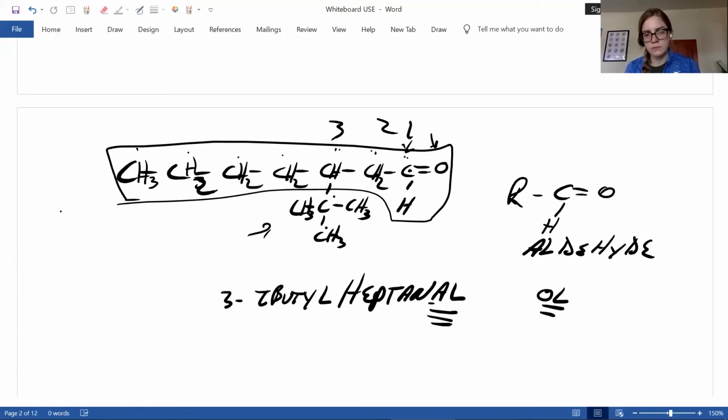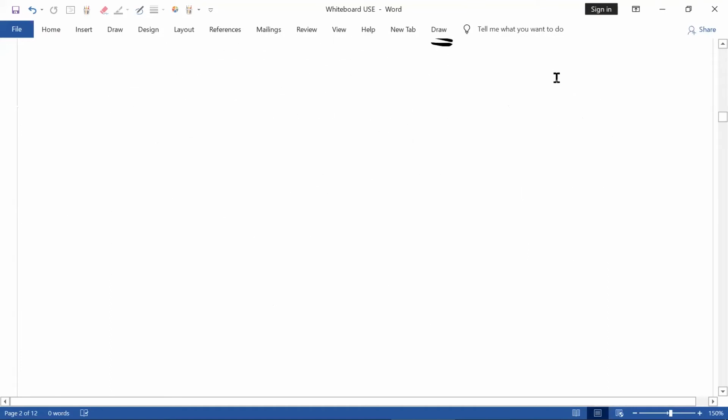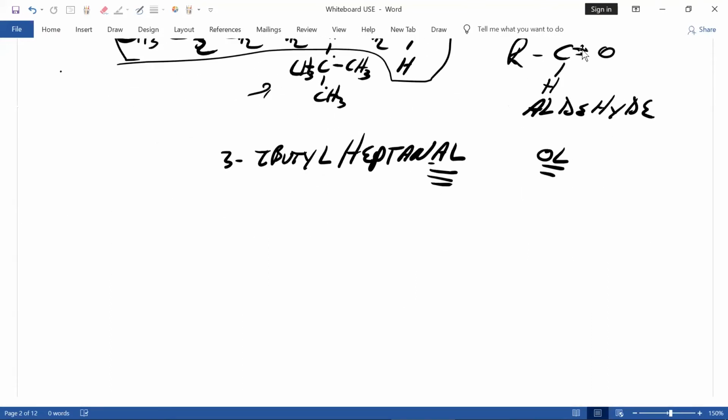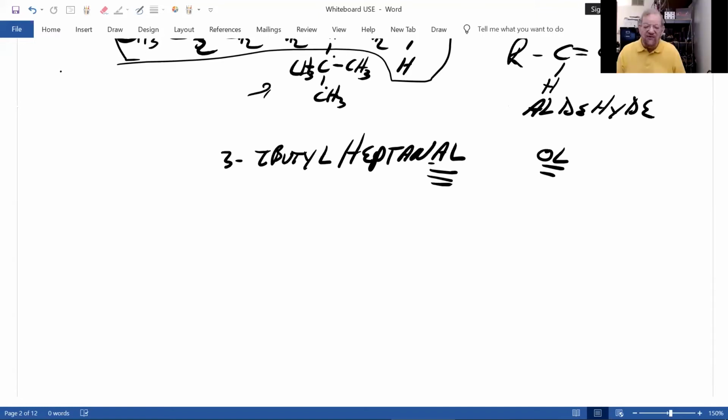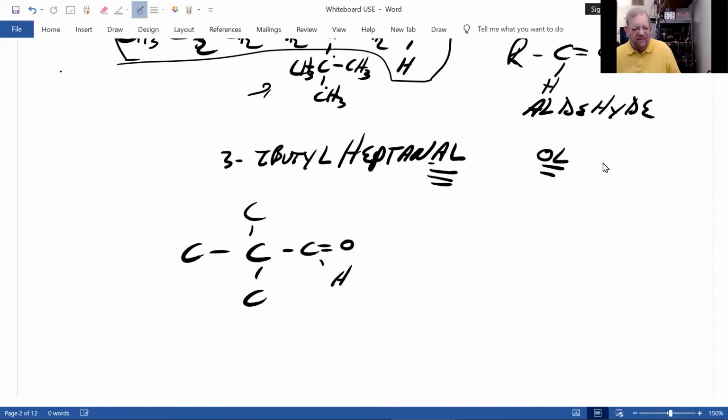Oh, let's do another one. These are fun. And what would be the IUPAC name for that molecule?